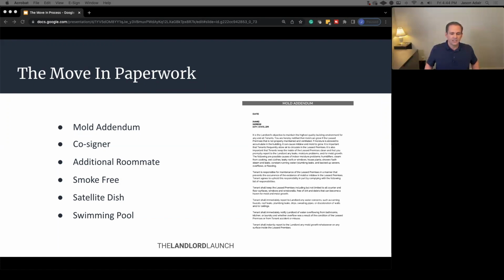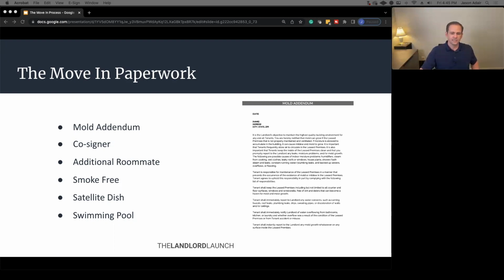Satellite dish addendums, a lot of times you're just saying that you can't install them on the house, you can't install them on the roof, you have to have written permission before we allow one. Swimming pool: if you have a swimming pool, there are certain things you probably want to address. Hot tub, things along those lines. Who's going to be responsible for the weekly treatment of that, responsibility for reporting if things get out of hand, repairs, whatever those are, usually outlined in a swimming pool addendum.